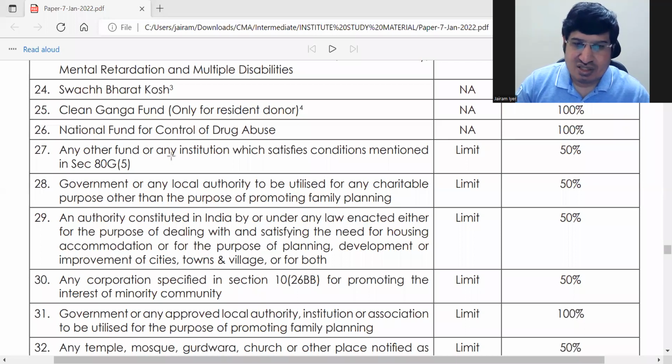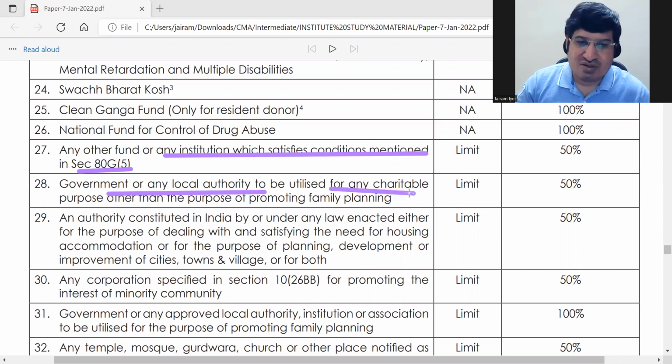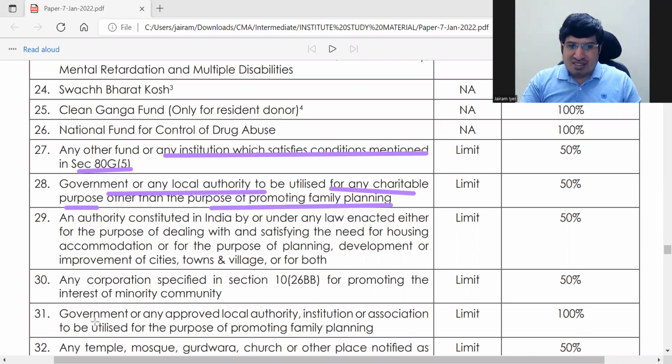Fund or institution satisfying conditions mentioned in 80G(5), and government or local authority. That is, donation to government or local authority utilized for charitable purpose. Just remember, charitable purpose, to government or local authority, and this is other than family planning. Why? Because there's another one for family planning. Other than family planning, there is 50% of the limit. And family planning, just remember, is very important to control population, so it is 100%. Other than family planning is 50%. So leaving family planning, I think all others are 50% in the limit one.